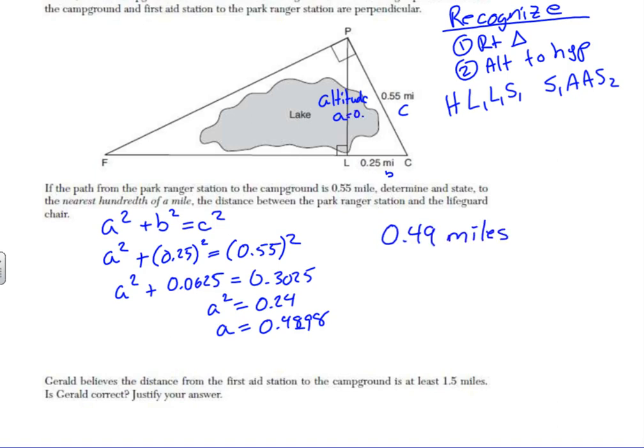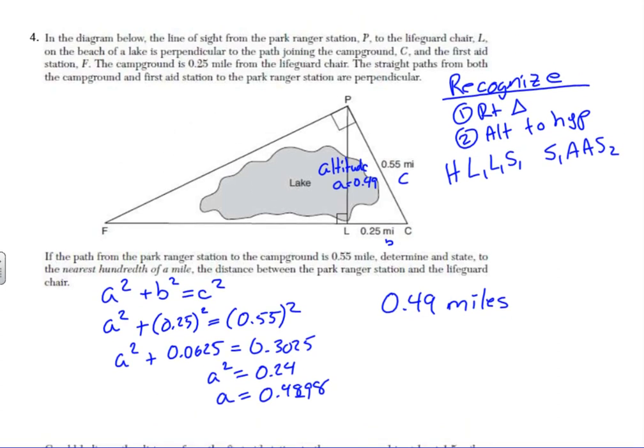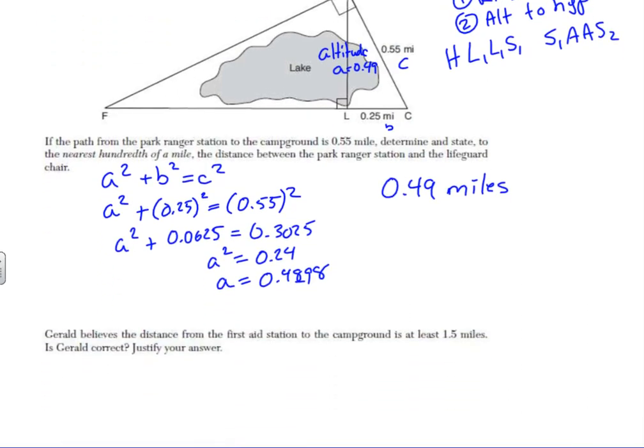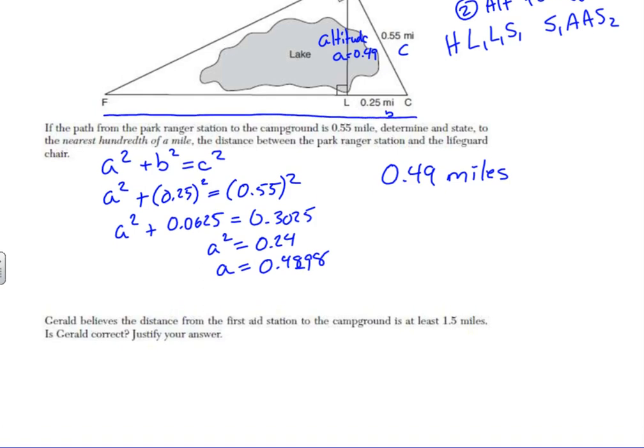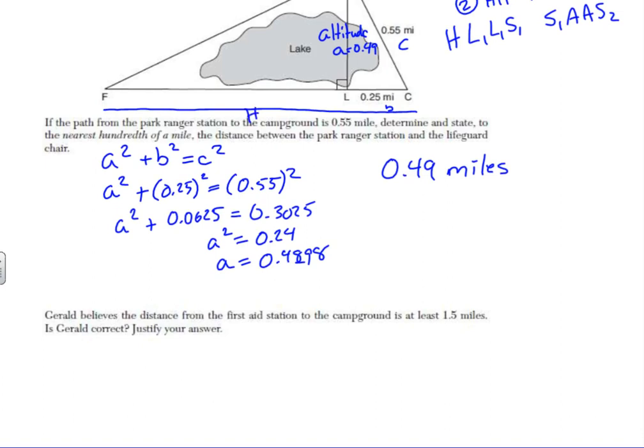Okay, so equals 0.49. Now, Gerald believes the distance from the first aid station to the campground is at least 1.5 miles. Is Gerald correct? So the campground is which letter? C. So really here's where we're trying to figure out what is the distance of the whole hypotenuse. Well, that's our hills. So this is H, okay? And let's call this leg 1, side 1. So H over 0.55 equals 0.55 over 0.25.